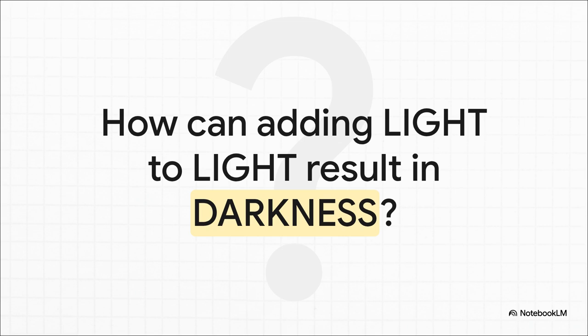I mean, think about it. That shouldn't be possible, right? If you shine one flashlight on a wall, it's bright. You add a second flashlight, it gets brighter. But I'm telling you, in physics, you can add light to light and get nothing. Pure, absolute darkness. So, what on earth is going on?